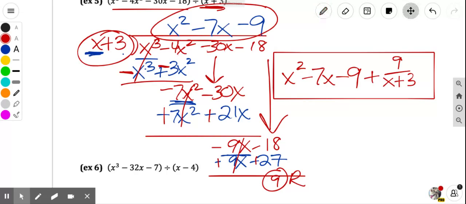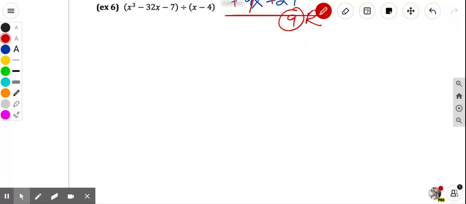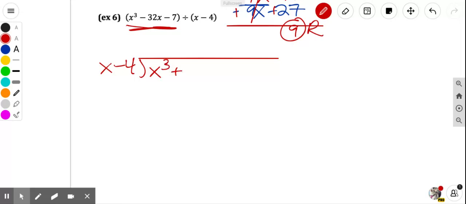One more example. Okay, so for this last example, our divisor is x minus 4. And then this is our dividend. Notice it's missing an x squared term, so we're going to plug in a 0x squared. So we have x to the third plus 0x squared minus 32x minus 7. Okay, so here we go. x times what gives us x to the third? It's going to be x squared. Multiply that by both of these.